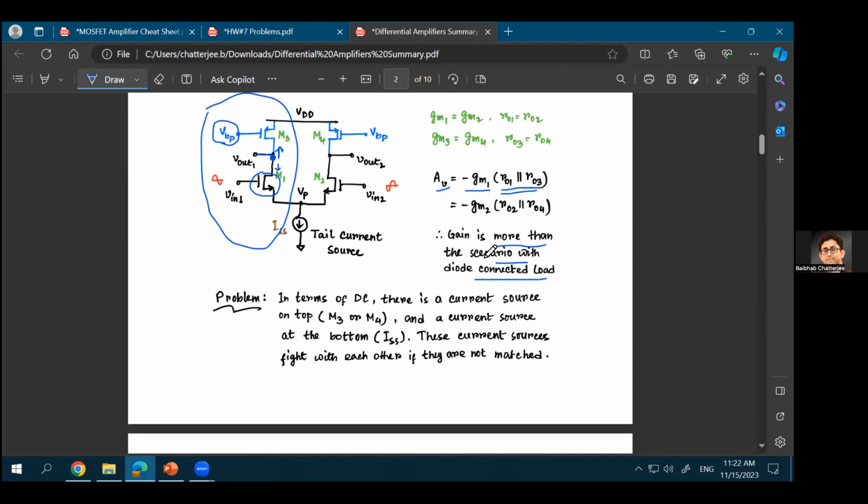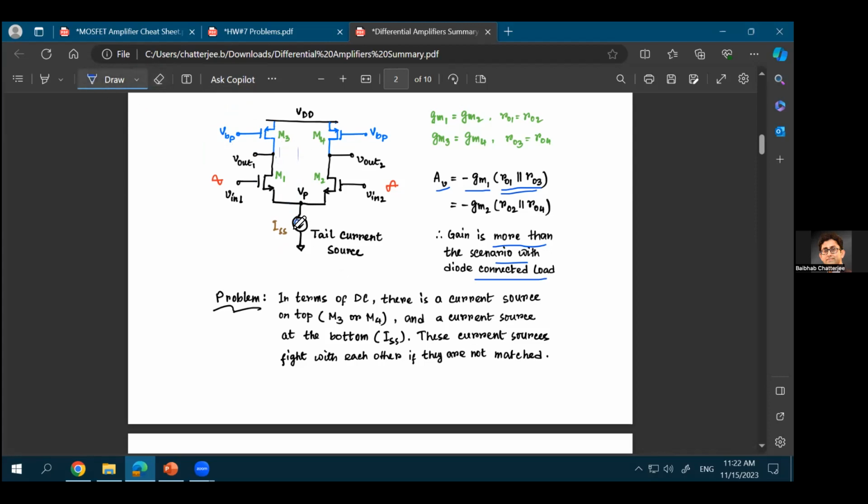Now, there is a problem here. What is the problem? The problem is that in terms of the DC point, by now, I guess all of you are experts in analyzing the DC points of the transistor. You know how to find out the overdrive voltages, you know how to find out the currents through the transistors, and so on. Now there is a peculiar problem over here in this particular circuit that we just discussed. What is that peculiar problem?